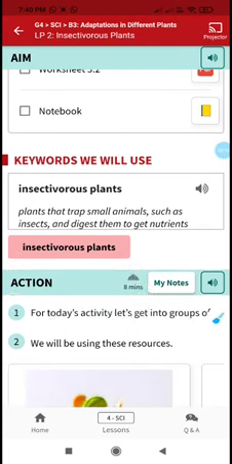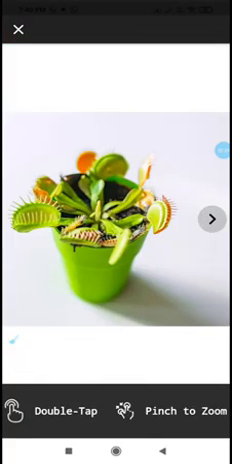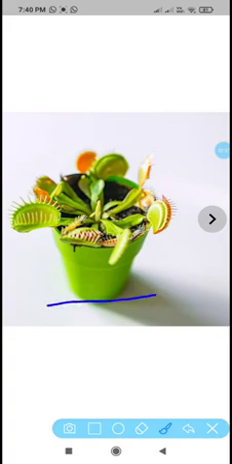So here you can do one small activity. You see the pictures of insectivorous plants which are given in your textbook. Open it and find out whether you are able to see this type of plant or not. Yes, you are able to see this type of plant, right? Are these leaves like terrestrial leaves? Not at all, no. They are a little different from terrestrial plants. Now we will see how they are different.